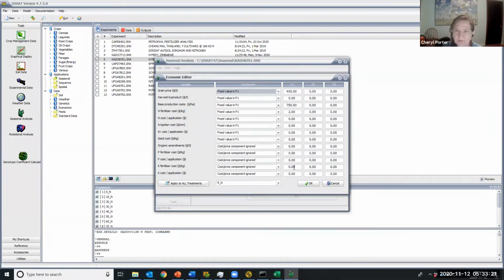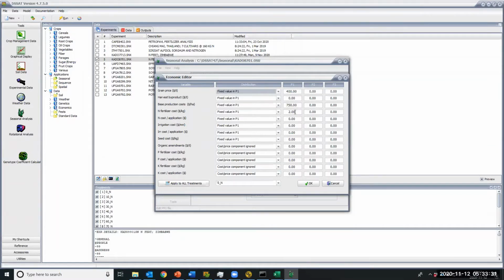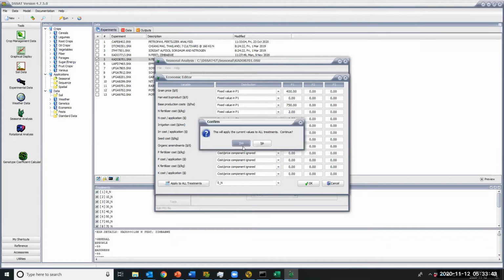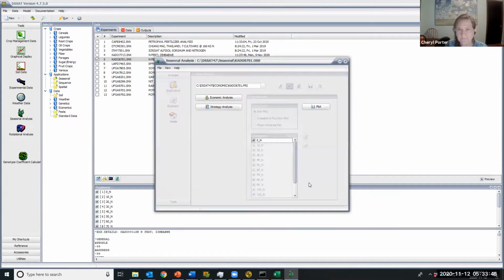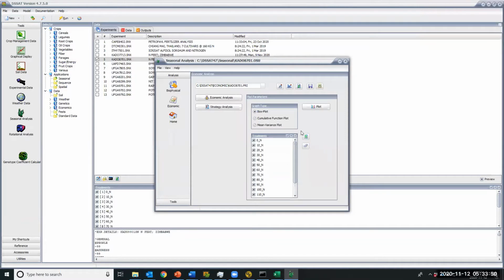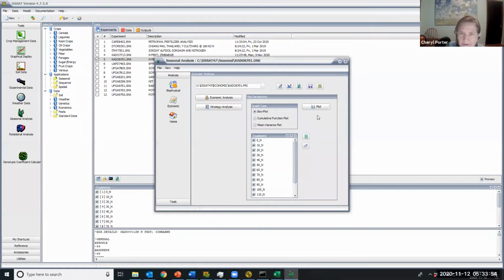All the other costs are set to zero. These are the only ones that we want to use. So we specify only three parameters, and we want to apply those to all treatments. Then I'm going to save my file and look at the economics of that same one-year analysis.